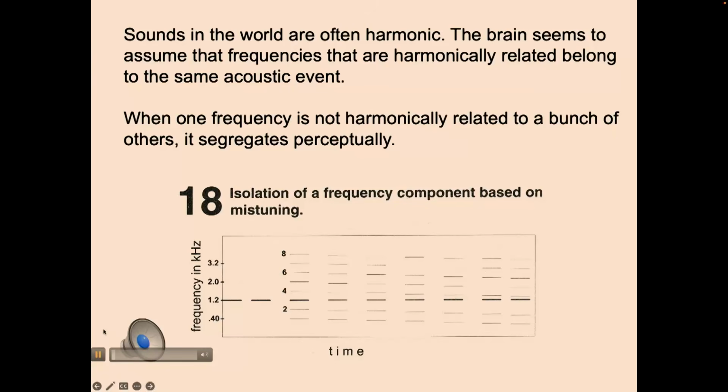Demonstration 18. Isolation of a frequency component based on mistuning. You are to listen for the third harmonic of a complex tone. First, this component is played alone as a standard. Then, over a series of repetitions, it remains at a constant frequency, while the rest of the components are gradually lowered as a group in steps of 1%.